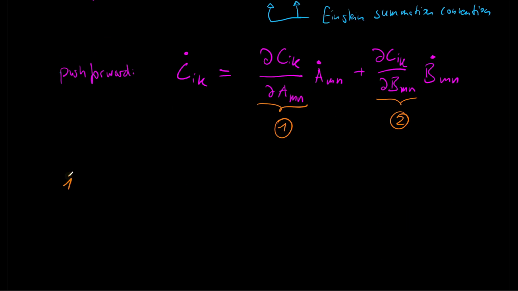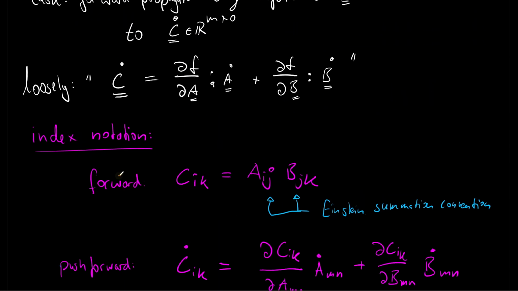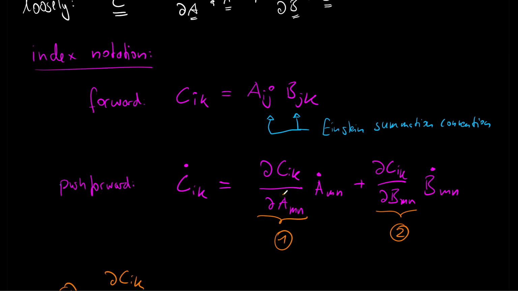Let's start with 1 and do the derivative of C_ik with respect to A_mn. For this, let us go back up and look at the forward rule. So here we take the derivative with respect to A_mn.